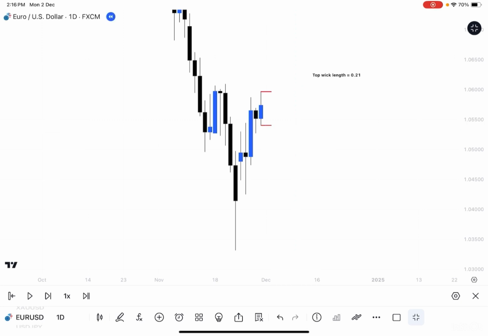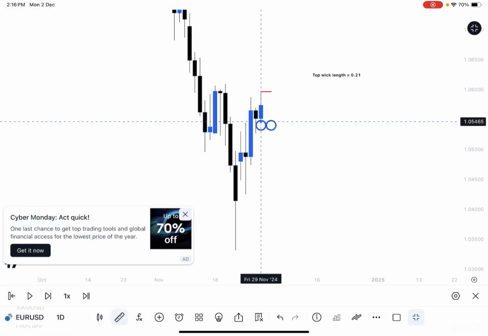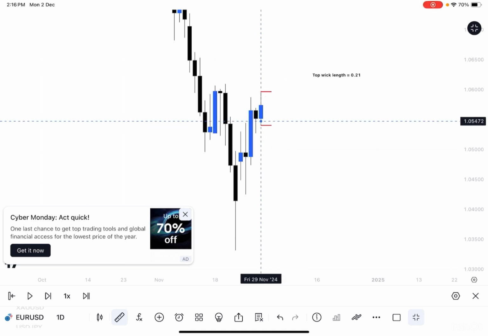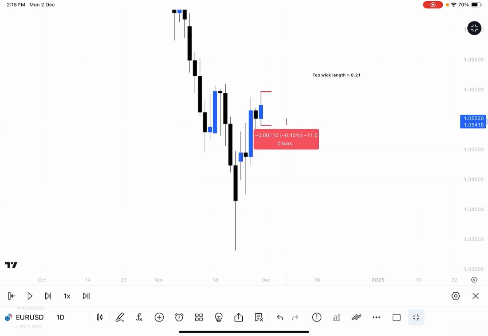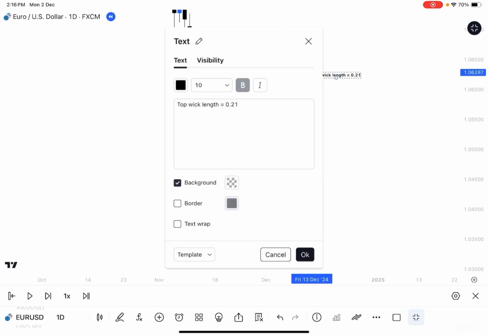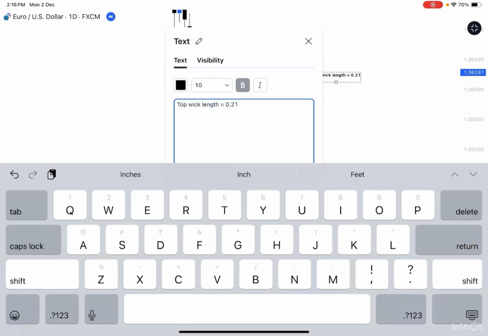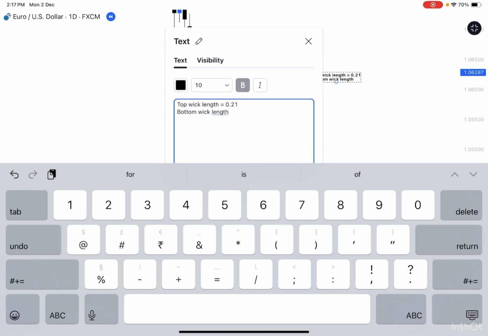So guys, don't get confused about why I am not measuring from here and I'm measuring here, because if I measure here, the dots are coming, so I'm measuring from here. So you guys don't get confused with it. Measure from here or measure from here, I'm just measuring the length of this wick, that's all. So now I will write it. Bottom wick length is equal to 0.10.